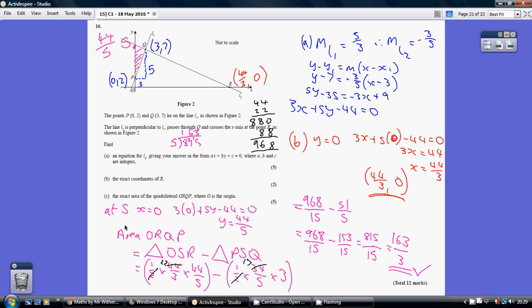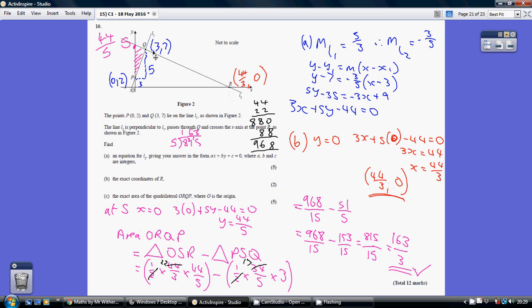Now we're being asked to work out the exact area of the quadrilateral ORQP. Now the easiest way to do that is going to be to work out the area of the triangle OSR, and then take away the area of the triangle PSQ. Now the triangle OSR is going to be alright to do. It's just going to be half times base times height.